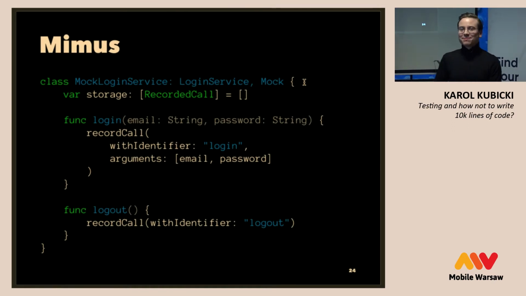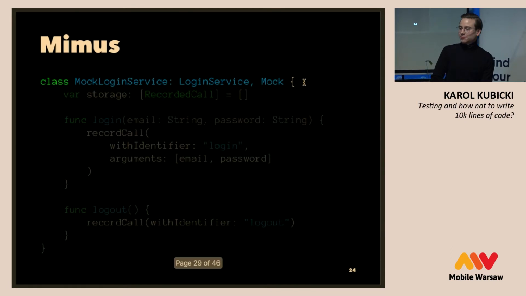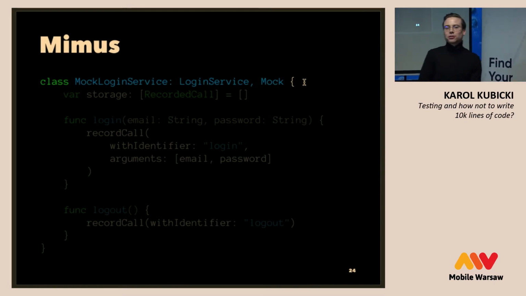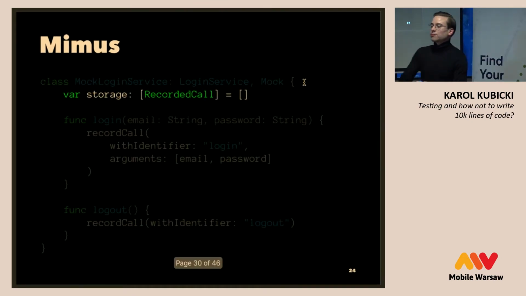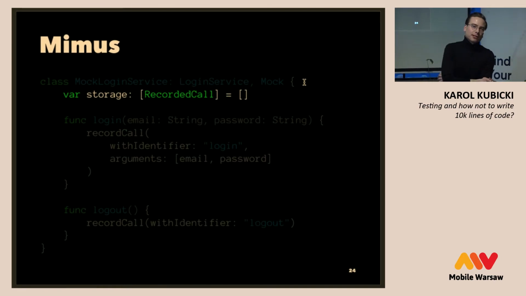Mimus is a library that was created by Paweł back there, and when he joined Toptal, he forced us to use it. No, he was just suggesting that, but it was a good choice. This time things look a little bit different: our mock needs to implement the mock protocol from Mimus, and we need to define a storage where we will store recorded calls.